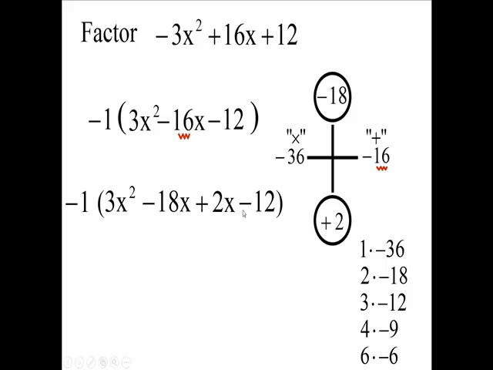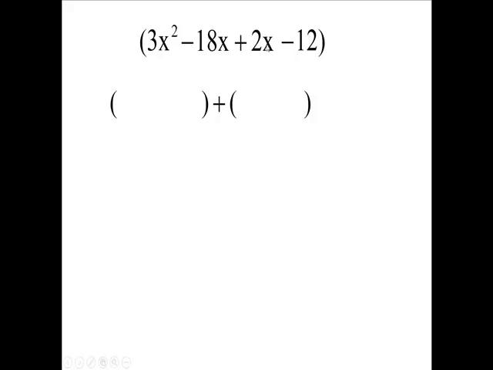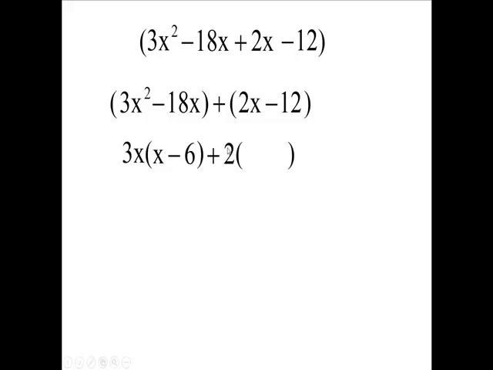This gets kind of complicated here. Let's just worry about what's inside the parentheses right now. We'll come back to that negative 1 in a minute. Let's just copy this down, and we'll group these. Put the first two here and put the last two in the second parentheses. Now, what do we have in common here? We have a 3 and an x. 3x times x is 3x squared. 3x times negative 6 is negative 18x. And you have a 2 in common over here. 2 times x is 2x, and 2 times a minus 6 is negative 12.